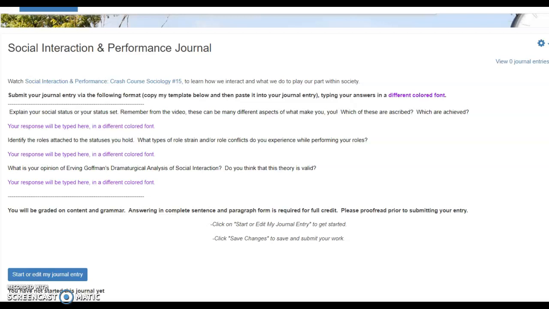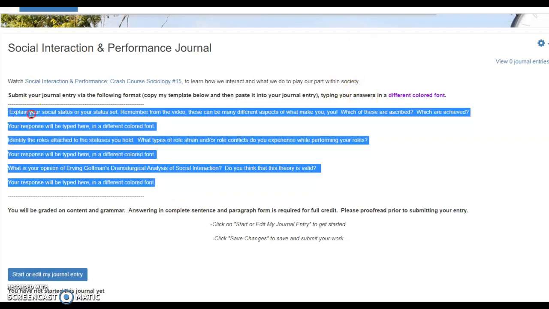Remember that you are answering in complete paragraph form, okay? You are using college level writing skills here, so don't forget that as you are working on your journals. They are a large portion of your grade.